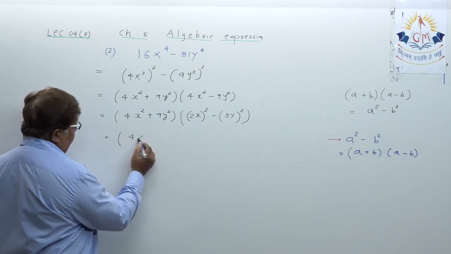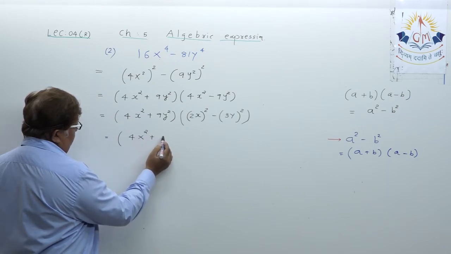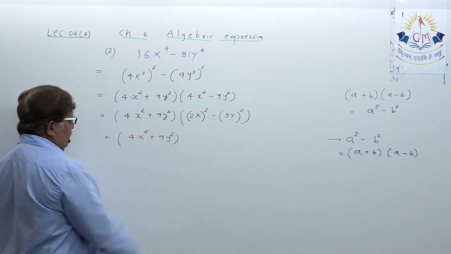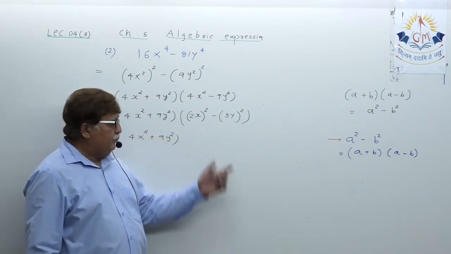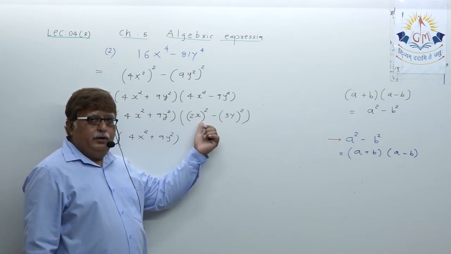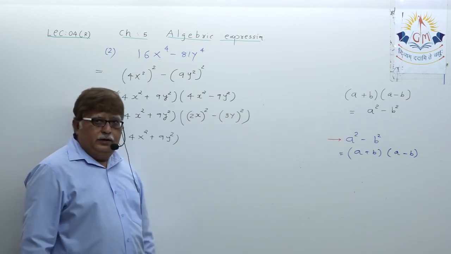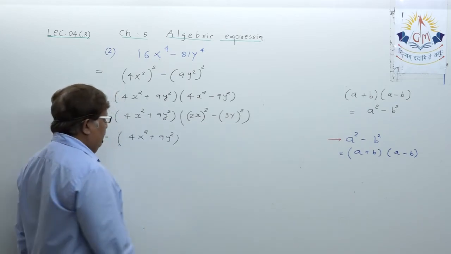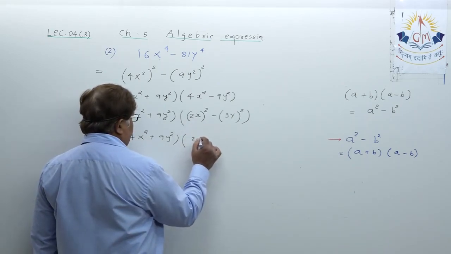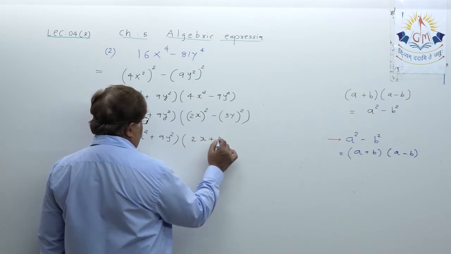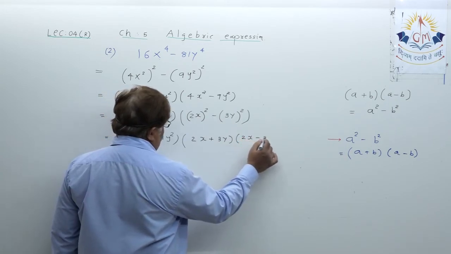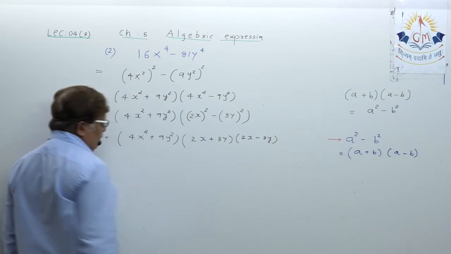Next step, 4x square plus 9y square. This bracket as it is. This is treated as a square minus b square. So you will write in first bracket a plus b, in second bracket a minus b. The sum is over.